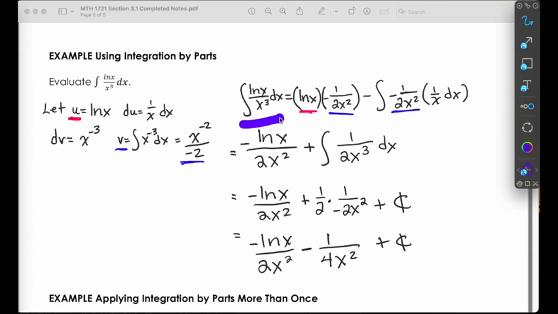Okay, so we have our integral, and we're going to start off by doing u times v. Here's my u, the natural log of x. Here is my v, 1 over negative 2x squared.